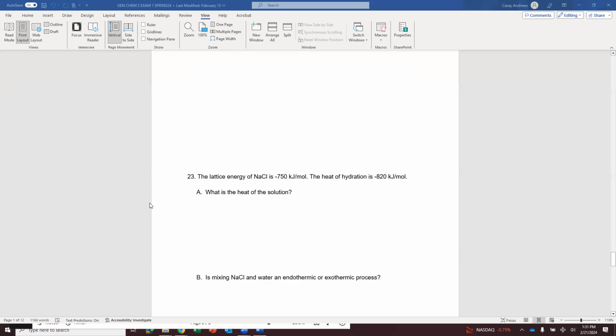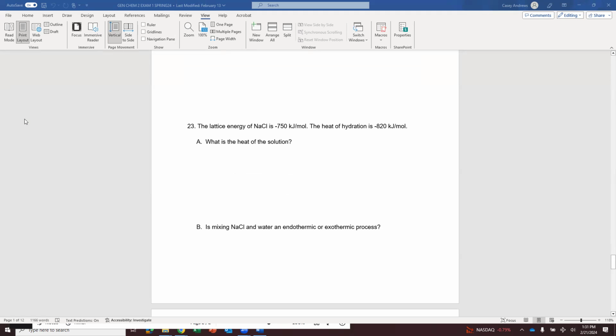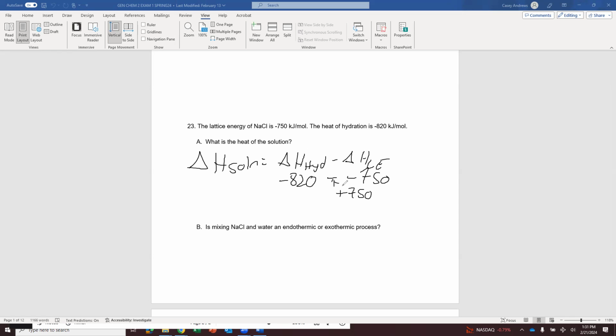23. What's the heat of solution given lattice energy and heat of hydration? So delta H solution equals delta H hydration minus delta H lattice energy. So minus 820 minus a negative 750, which means you're adding 750 instead. That's what the double negative sign means.